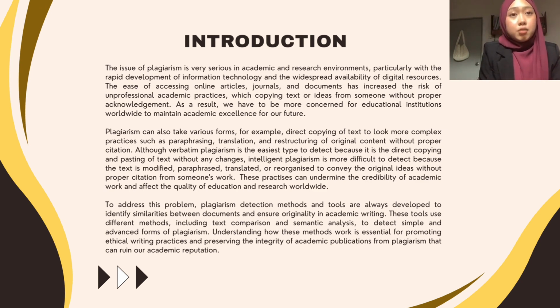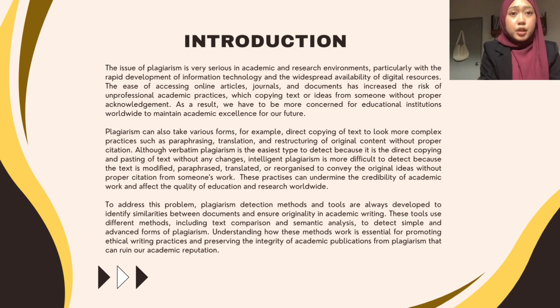Plagiarism can also take various forms, for example, direct copying of text, or more complex practices such as paraphrasing, translation, and restructuring of original content without proper citation. Although verbatim plagiarism is the easiest type to detect because it is the direct copying and pasting of text without any change, intelligent plagiarism is more difficult to detect because the text is modified, paraphrased, translated, or reorganized to convey the original idea without proper citation from someone's words. This practice can undermine the credibility of academic works and affect the quality of education and research worldwide.